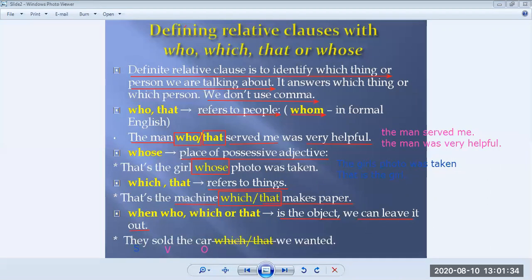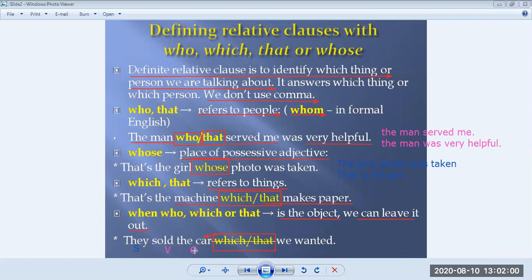So now have a look at this one. We're trying to define the car, which and that. If you see this which and that here, what are we talking about? What does it refer to? It refers to the car. The car is in this sentence as an object.